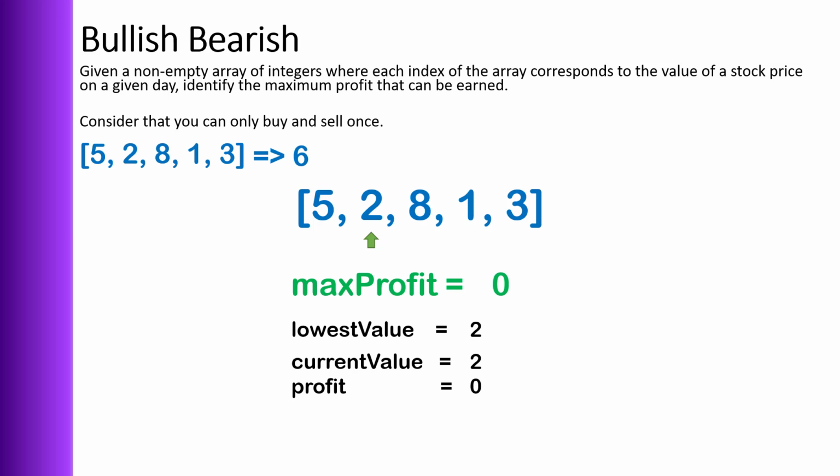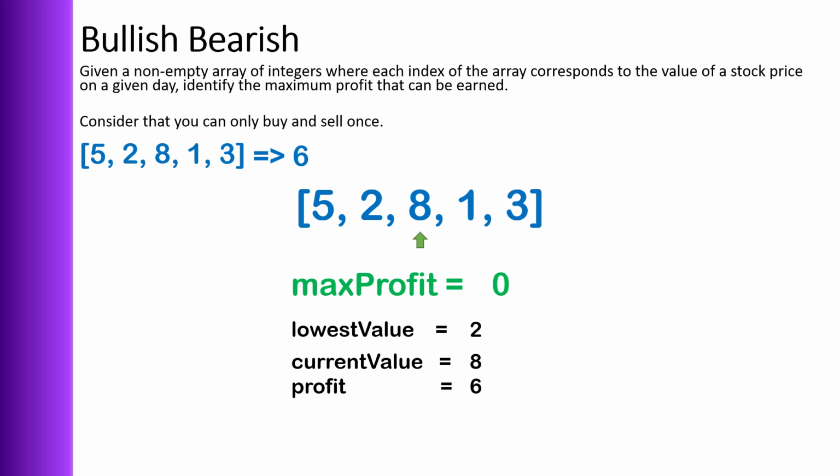Okay, now let's move to the third value. The value is 8. So as mentioned earlier, to solve for the profit, we need to subtract the lowest value from the current value. So in this case, it would be 6.